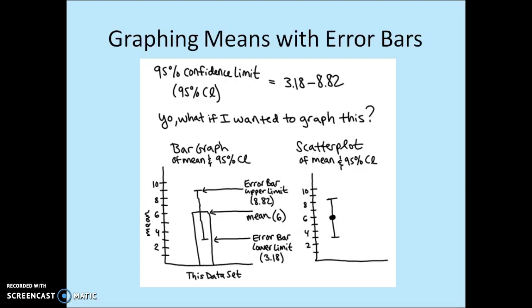I could actually graph the mean value of 6 on either a bar graph or a scatter plot like I've shown here. So the top of the bar and the point on the scatter plot would be the mean, 6, and then my error bar upper and lower limits would be the top and the bottom of the error bar. Okay, so I would have 8.82 at the top and 3.18 at the bottom.